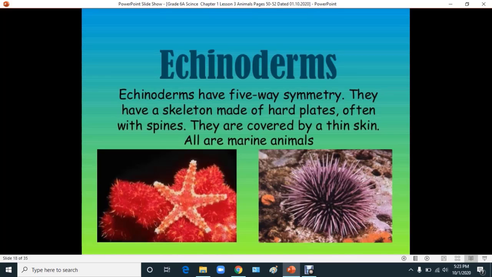So here, echinoderms have five-way symmetry. That is, they have a skeleton made up of hard plates. You can see this animal has five-way symmetry and often has spines. They are covered by a thin skin. All are marine animals. You can see here these are the marine animals. They have a skeleton made up of hard plates, often with spines. So this is about the echinoderms.